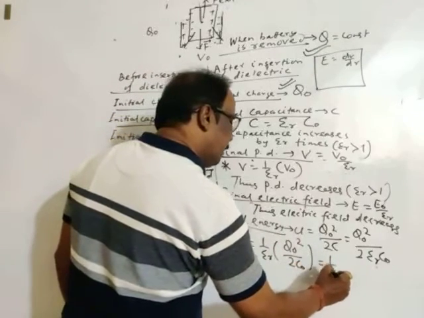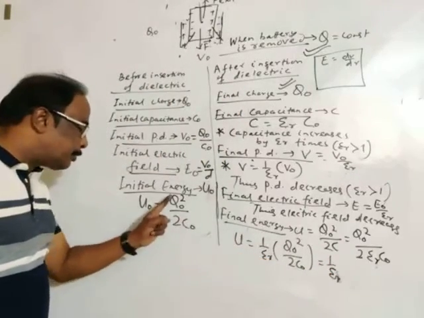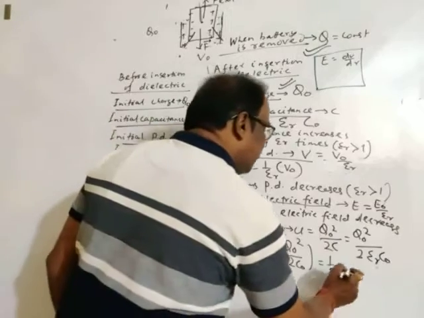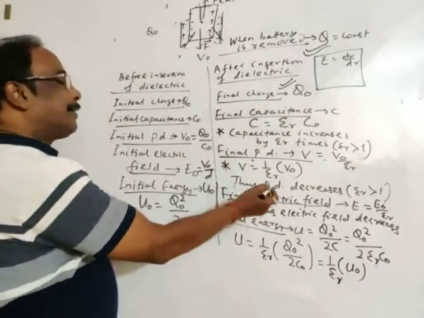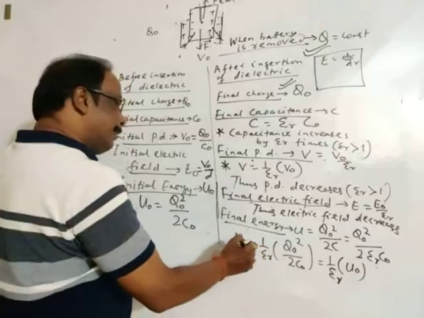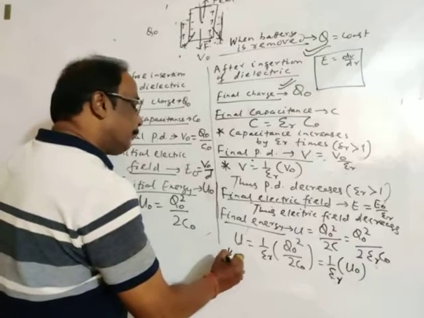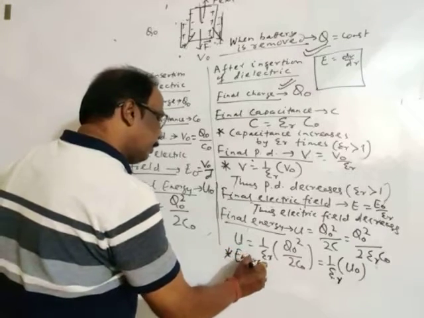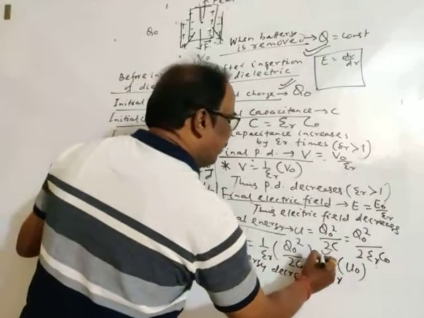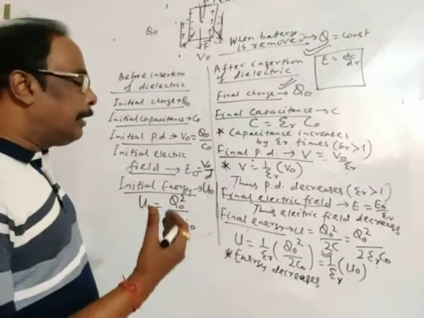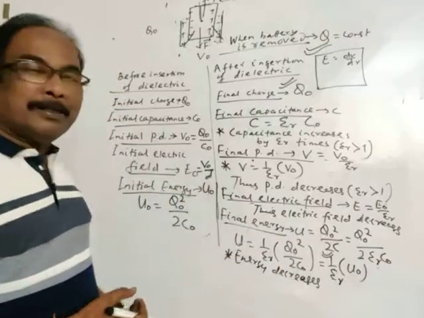So this is 1 by epsilon R times Q naught square by C naught, and Q naught square by C naught is initial energy. So this is 1 by epsilon R times U naught. So in the same case, final energy U is equal to 1 by epsilon R times initial energy U naught. So energy decreases. Energy decreases by 1 by epsilon R times as compared to the initial energy of the capacitor.